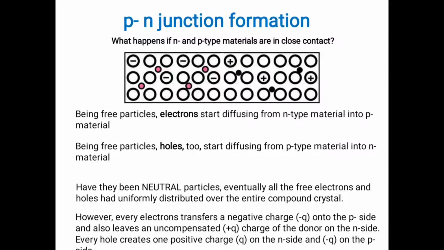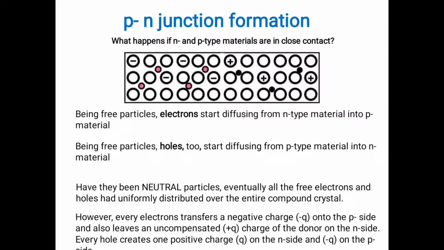At junction formation, the electrons start diffusing from the N-type material into the P-type material, and the free holes start diffusing from the P-type material into the N-type material. They become neutral particles, and eventually all the free electrons would be uniformly distributed over the interior of the common crystal.